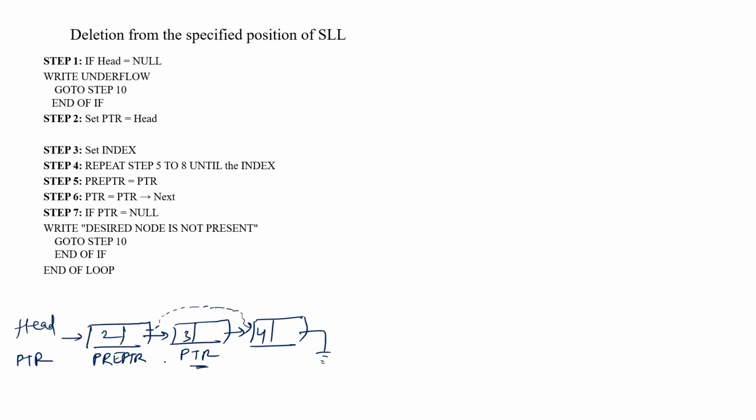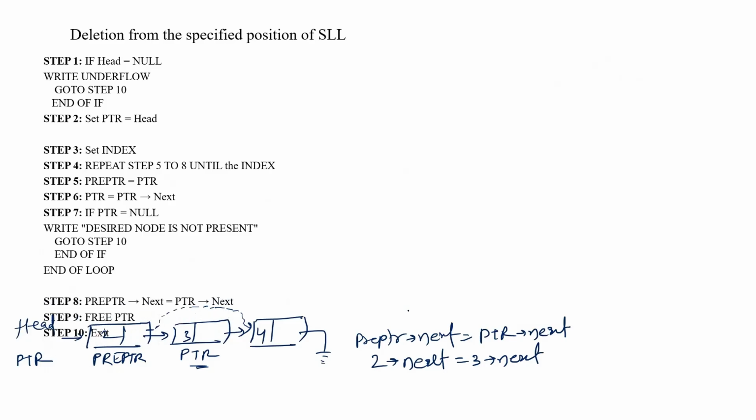Now we are ready to make connections. How do we make connections? See, if you delete 3, then you know that we have to write 2 to next is equal to 3 to next. 2 to next will become your 3 to next. What is 2? 2 is your pre-ptr. So pre-ptr to next is equal to what is your 3? ptr, ptr to next. That will be your next step. So in this way, we are going to connect with this. And finally, we can do step number 9, that is free ptr. So this node will go and deallocate the memory.